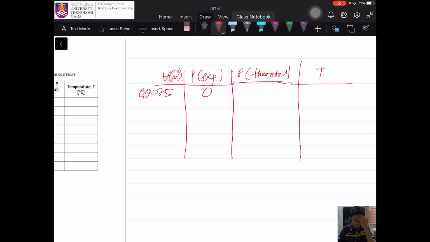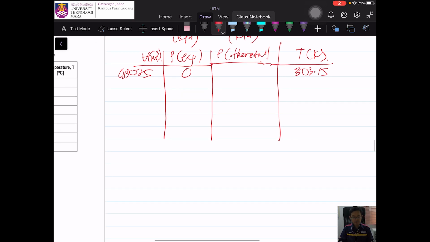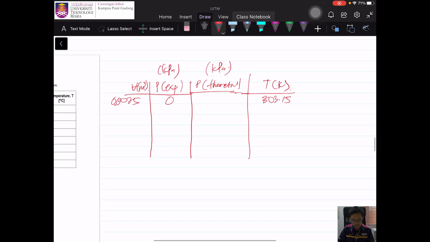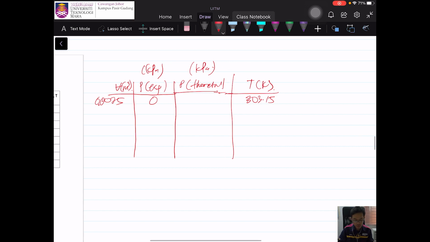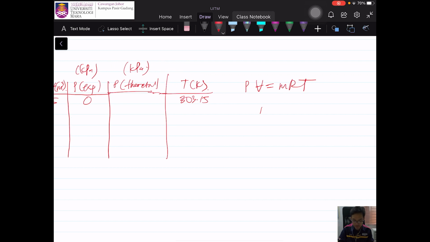Okay, 0.0025. Alright, so 303.15 Kelvin. Okay, so this pressure should be in kPa. After you get the pressure, let's say the pressure is 0 when you record the first or initial value. You need to calculate first the mass, which is PV equal to mRT, and you rearrange this equation. m equal to PV divided by RT.